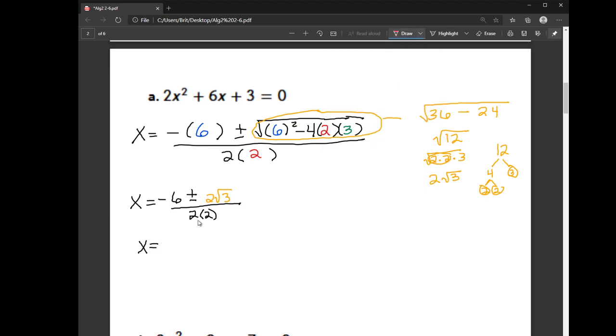Now remember, when you do cancel out the 2 in the bottom, you have to cancel out from both terms here because this plus or minus is separating the terms. If you don't do it from both of them, you're messing up your problem, okay? You won't have an even problem. So here I have negative 3 plus or minus the square root of 3 all over 2.